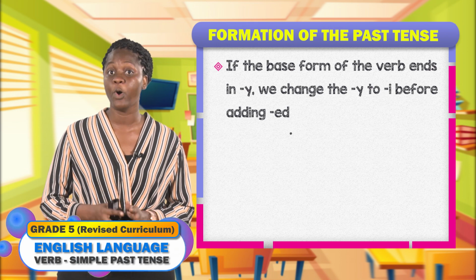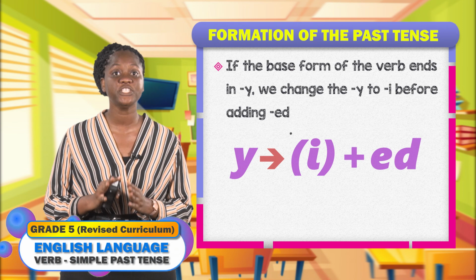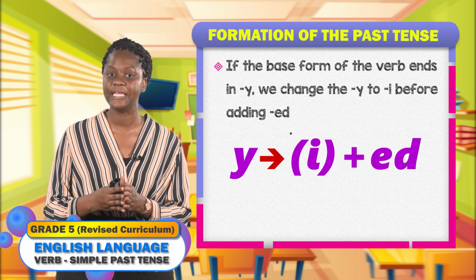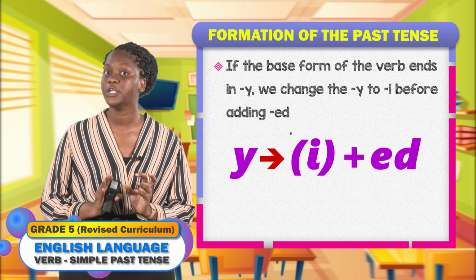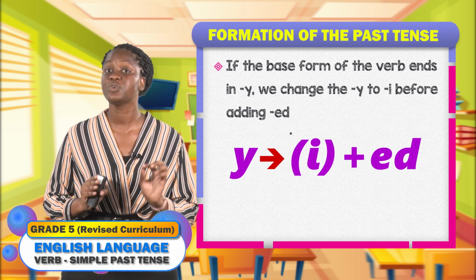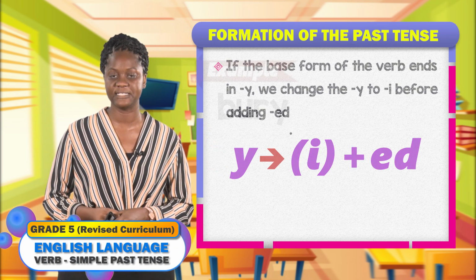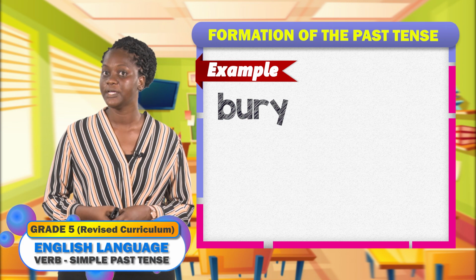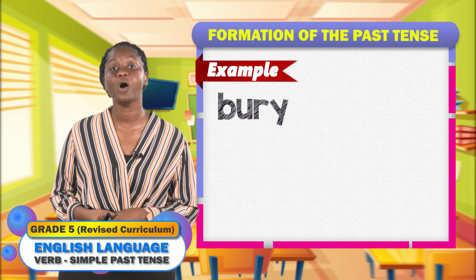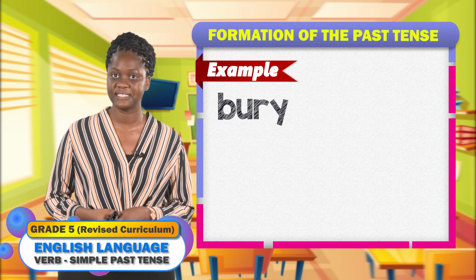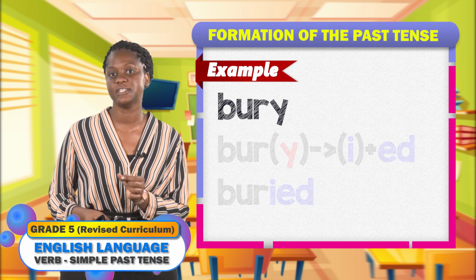If the base form of our verb ends in y, we must change the y to I before adding ed. Let's take a look at some examples so that we can apply this rule when forming past tense. Let's look at the word berry. Berry is spelled bury in its present tense. The past tense of bury is buried.